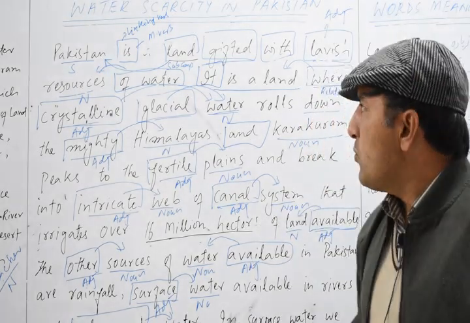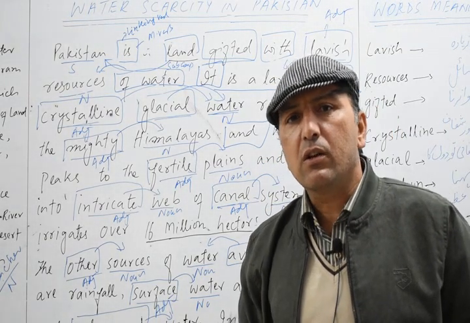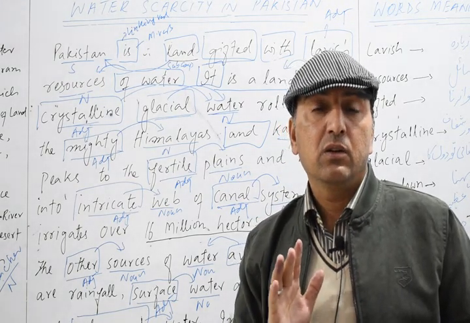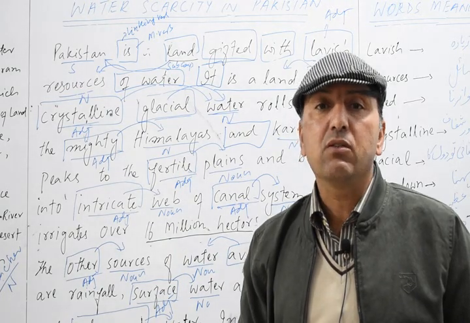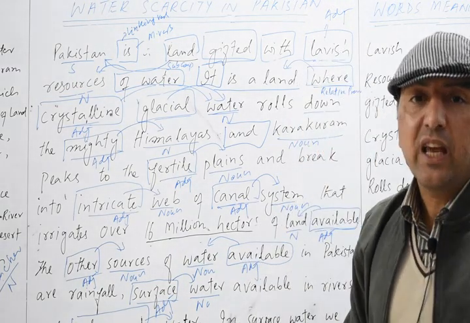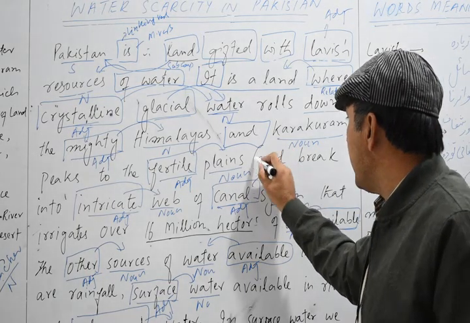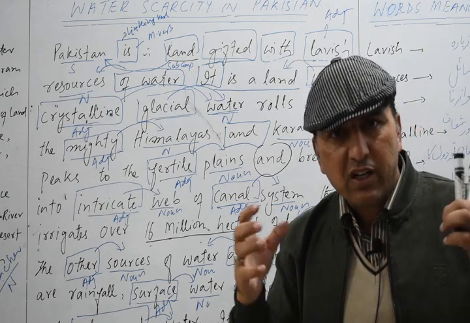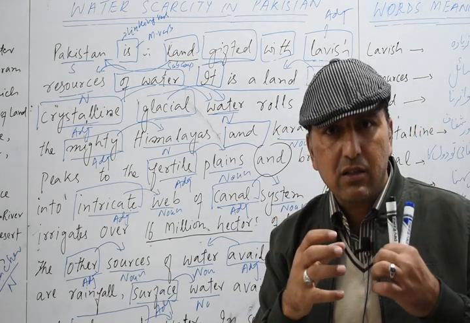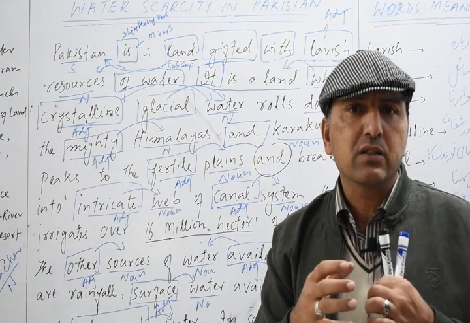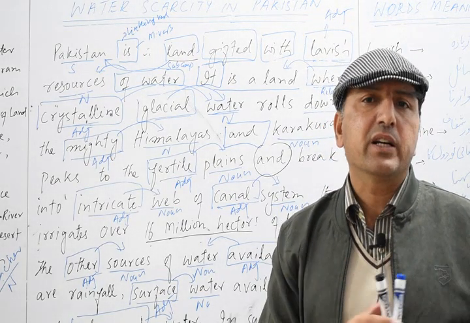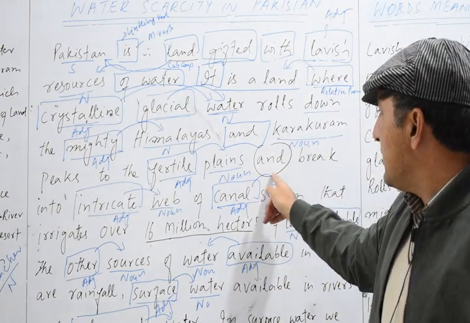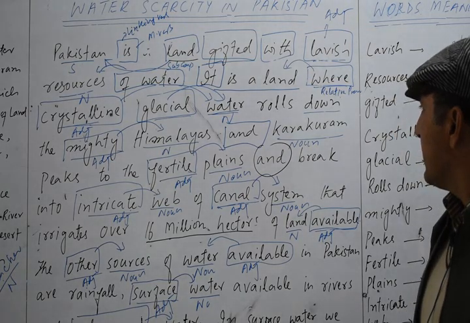Now you see, we have 7 coordinate conjunctions. How many coordinate conjunctions do we have? 7. We call them FANBOYS. In those 7 coordinate conjunctions, we have and as well. It is also a coordinate conjunction. A conjunction is a word which connects two words, two phrases, and two clauses. So we call it a conjunction. Now, which conjunction is and? And is basically a coordinate conjunction. So you should know about that.